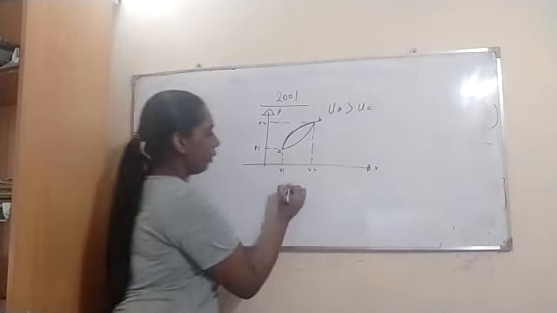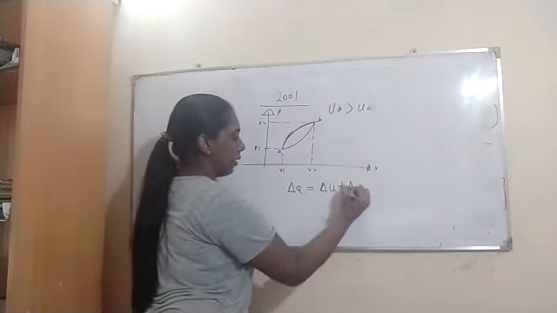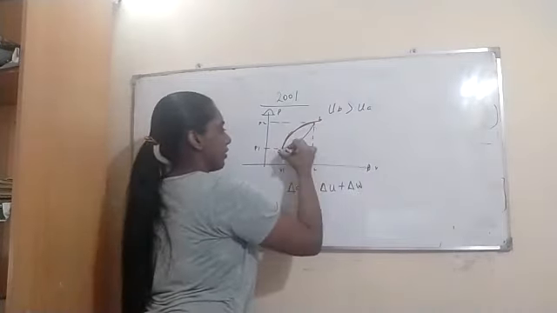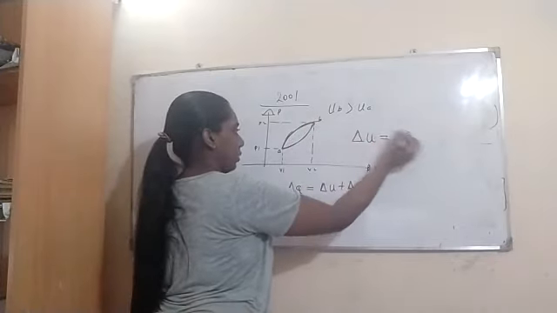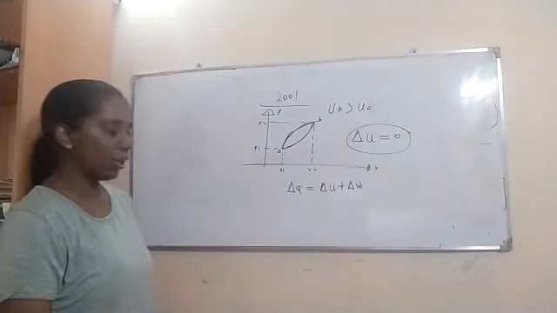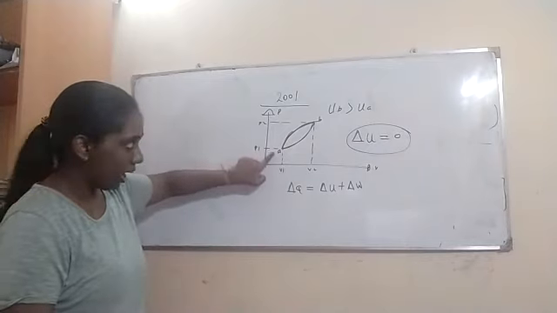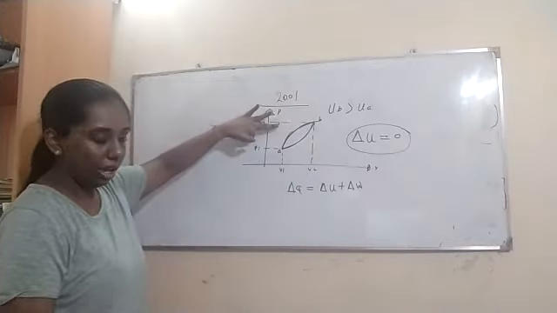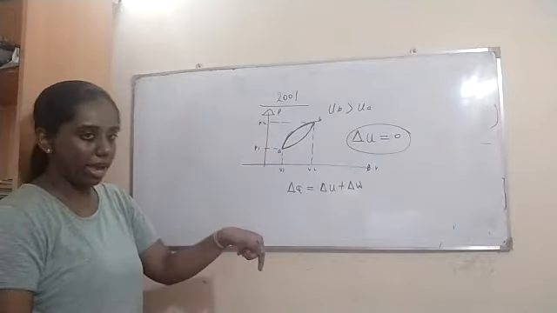So we know delta Q is equivalent to delta U plus delta W. Now, for a cyclic process, what is the shortcut? For a cyclic process, delta U is equal to 0. Why for a cyclic process, delta U is equal to 0? Initially it is starting at A. Then it is going from A to B. Then it is coming from B to A. So the initial position is also A, and the final position is also A.